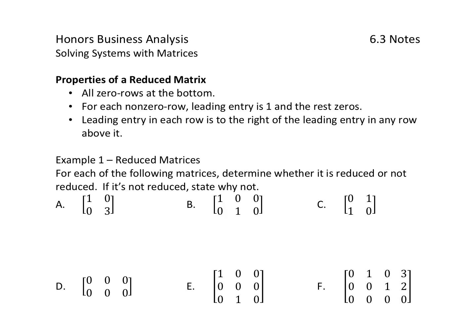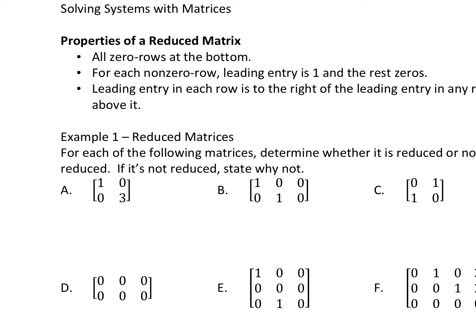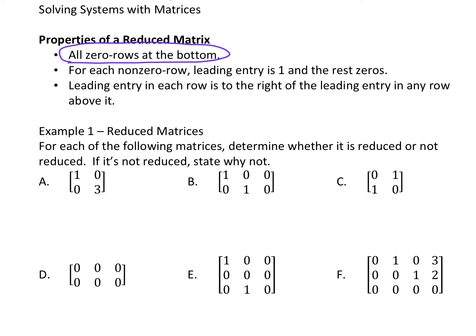Yeah. Okay. So matrices that are reduced have these rules. One, they have all 0 rows at the bottom. So 0 rows means rows full of zeros. So any row full of zeros must be at the bottom of the matrix.